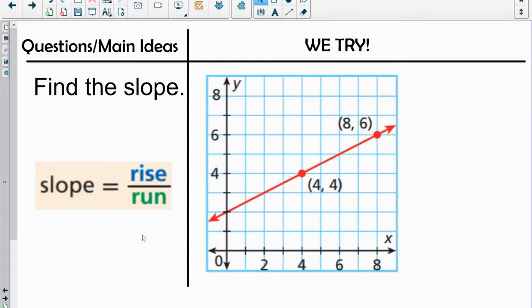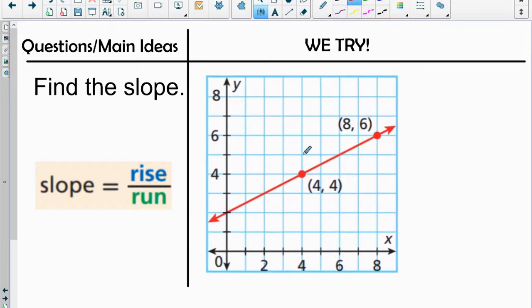Let's take a look at another graph. This time we even have ordered pairs, but we're not going to use the ordered pairs. We're just going to count rise over run. Starting at the point that's lower, the rise is if we were to go straight up until we get to the level of the other point, and then the run is when we go straight across to get to that point. So rise, run. And we just have to count our spaces.